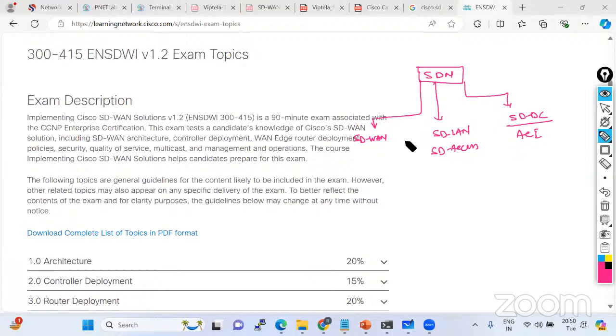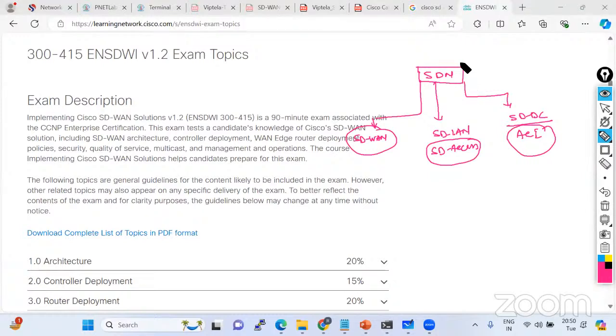So if you want to put the SDN concept in the WAN, meaning you want to put intelligence in the WAN, then you have to use the SD-WAN solution. If you want to put intelligent software based networking in the LAN, then you have to use SD-Access. If you want to put software based intelligence in a data center, then you have to use ACI, application centric infrastructure. If you use all three flavors, then your network is going to be called a full SDN network.